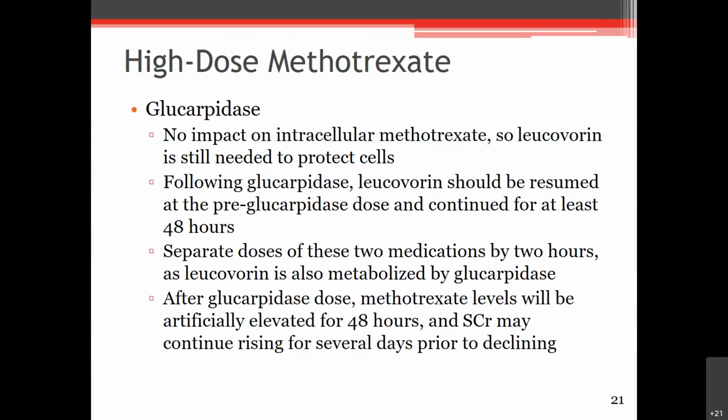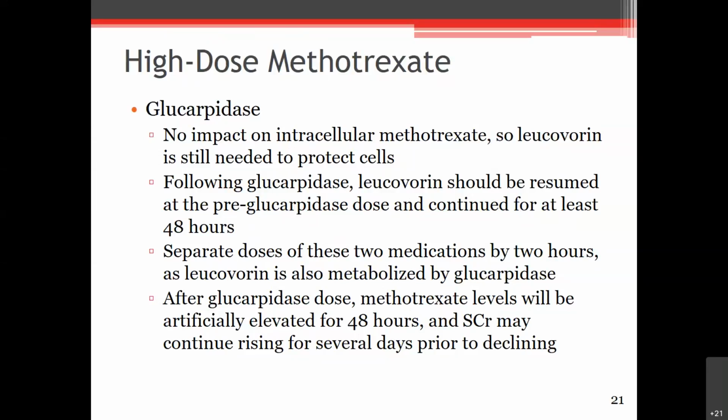And then after the glucarpidase is given, methotrexate levels will be artificially elevated for 48 hours. And the reason for that is that glucarpidase metabolizes methotrexate into an inactive metabolite, which gets detected along with the active methotrexate in the immunoassay.